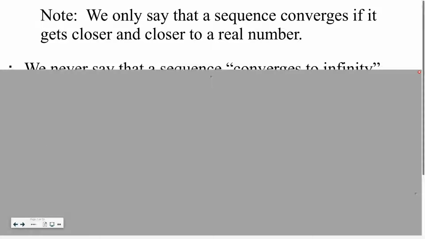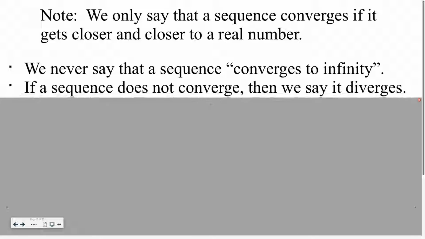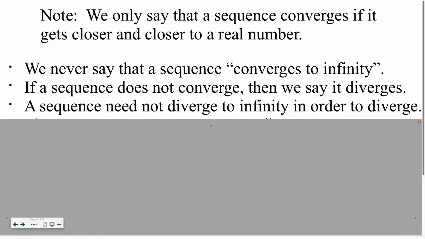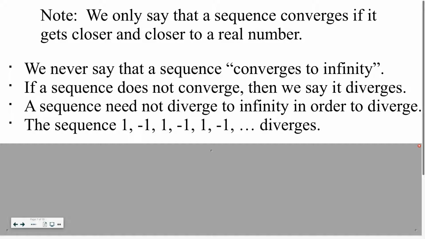Okay. Don't write this down, let's just check. We chatted a little bit about it. We don't say that a sequence converges to infinity. Instead, we say that it diverges. A sequence doesn't necessarily need to diverge to infinity in order to diverge, because of this sequence right here that we pointed out on that first slide, 1, -1, 1, -1, 1, -1. Its limit is not infinity, but it also doesn't converge. It doesn't have a limit.